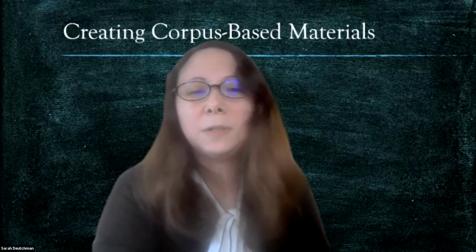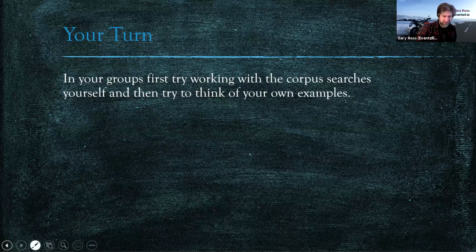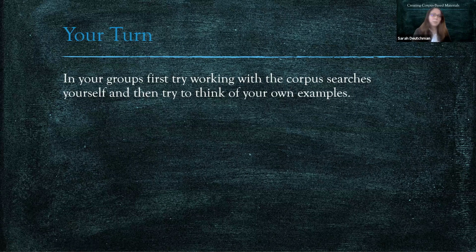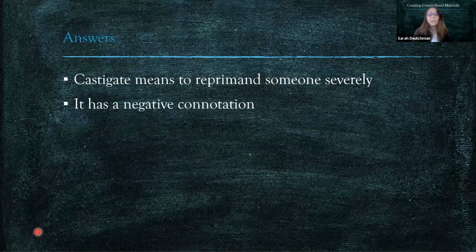Exactly, good. So I'm just going to share my screen and I'll show you the answers and wrap things up. I should have left more time for Q&A. All right, so the answer is "few" because you see "people" here and you didn't see that with "little." And castigate means to reprimand someone severely, and obviously it has a negative connotation.